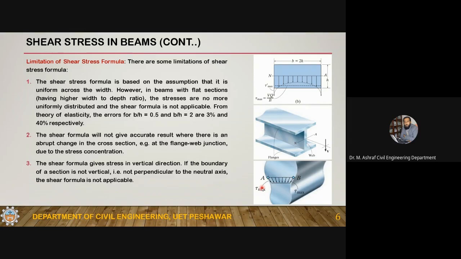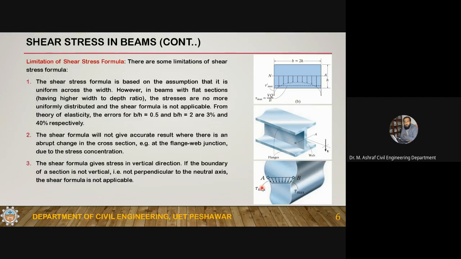The surface is not vertical, like in the case of a triangular section. But how much will be the variation? This is beyond your scope. You can get it from the theory of elasticity, which will give you the exact variation of these shear stresses. So these are the three main limitations of the shear stress formula, in addition to all the assumptions which were made for the flexure formula.